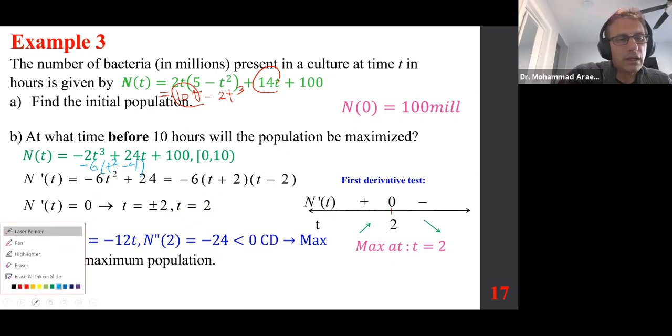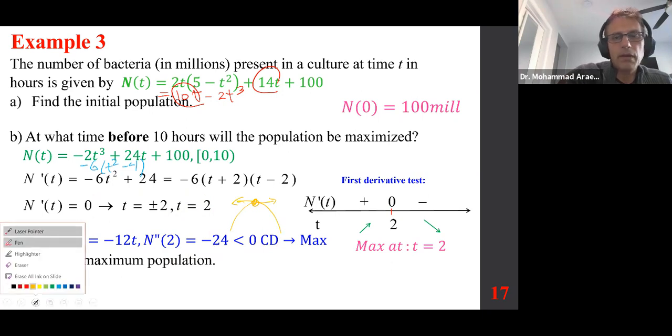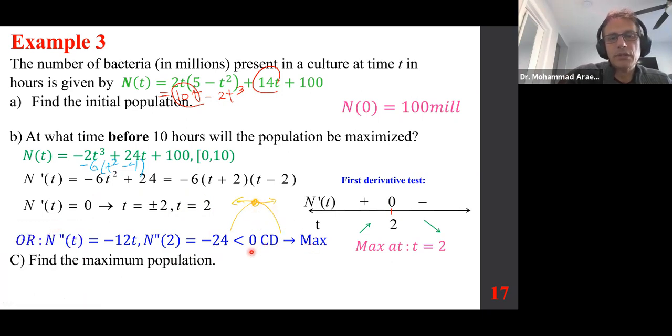How does it look like? Like so. Therefore, the maximum occurs at this point. So you don't have to do this. Instead, you do that. How? Find N double prime of t and plug in 2. Negative means concave down, max. Positive means concave up, min. It's that simple. Now, what is the maximum population?